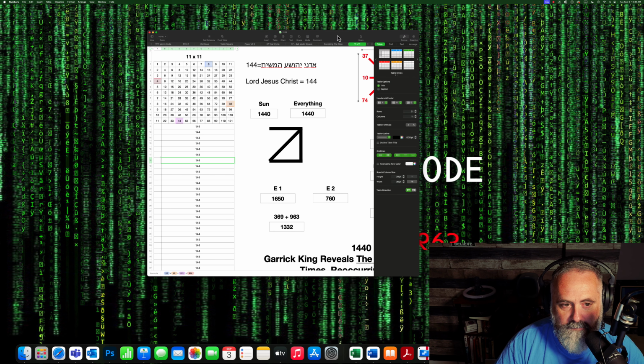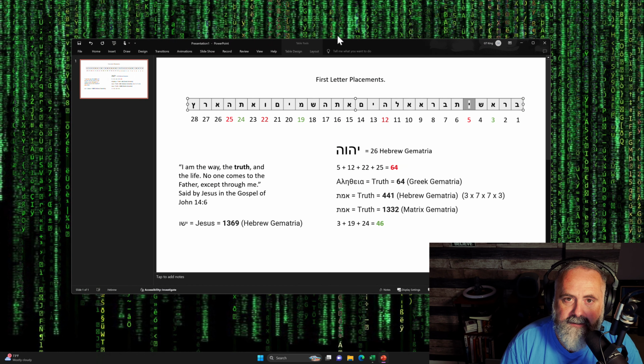Okay, so as it moves around the board, every position that it lands is 144, okay? And 144 is the value of Lord Jesus Christ in Hebrew gematria. So the connection, again, is a mirror flip. And that's what we're really starting to look at here, mirror flips. So 441 being the value of truth and 144 being the value of Lord Jesus Christ.